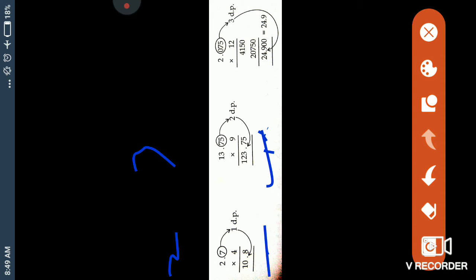Understand? You will see that measurement after two sides. If you know the table, then you can multiply directly. If you don't know the table, then you can multiply one by one. So the answer would be 24.900.